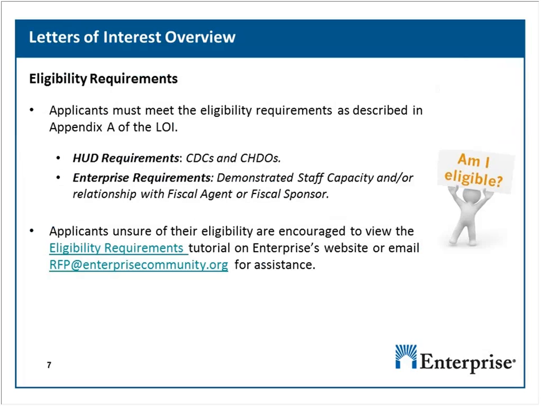So some of the eligibility requirements I want to point out: HUD requires, as I just said, that you be a CDC or CHDO or like organization, like a tribe or tribal entity. Along with that, Enterprise also requires that you have a demonstrated staff capacity and/or a relationship with a fiscal agent or fiscal sponsor. If anyone is unsure of their eligibility, we encourage you to take a look at the eligibility requirements listed on our website, or feel free to email the RFP mailbox or myself for assistance.